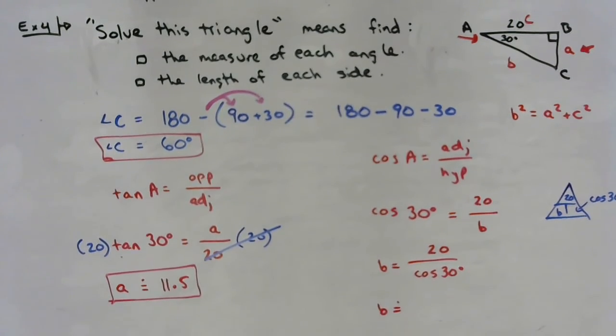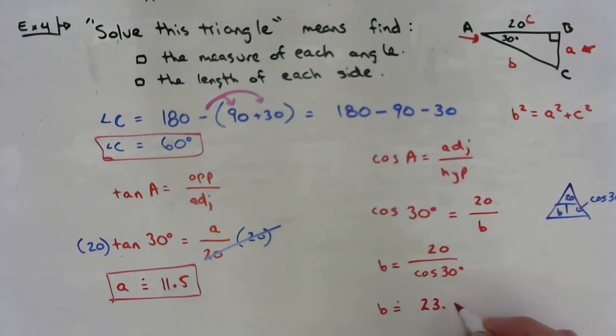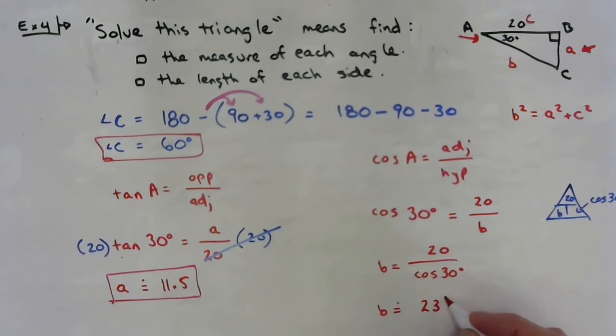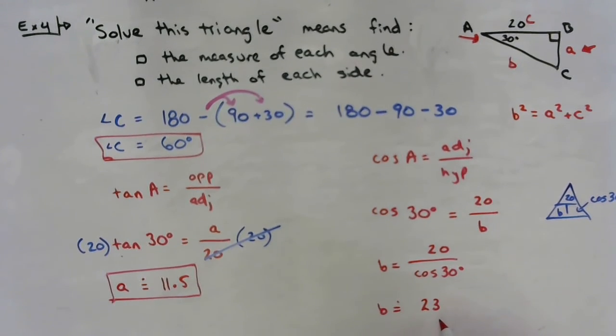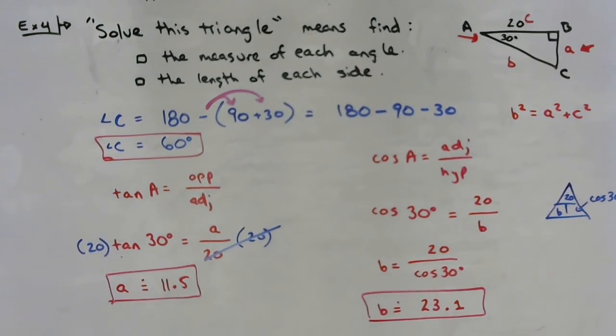Alright, so that one you punch in your calculator a little bit differently. Well, probably the same. You can do it probably without thinking too much. 20 divided by cos 30, enter. Should give you 23.094. If you get that answer, you'd probably round to the nearest decimal, which is 23.1. That's what we did over here, was 1 decimal place. And you have solved the triangle.